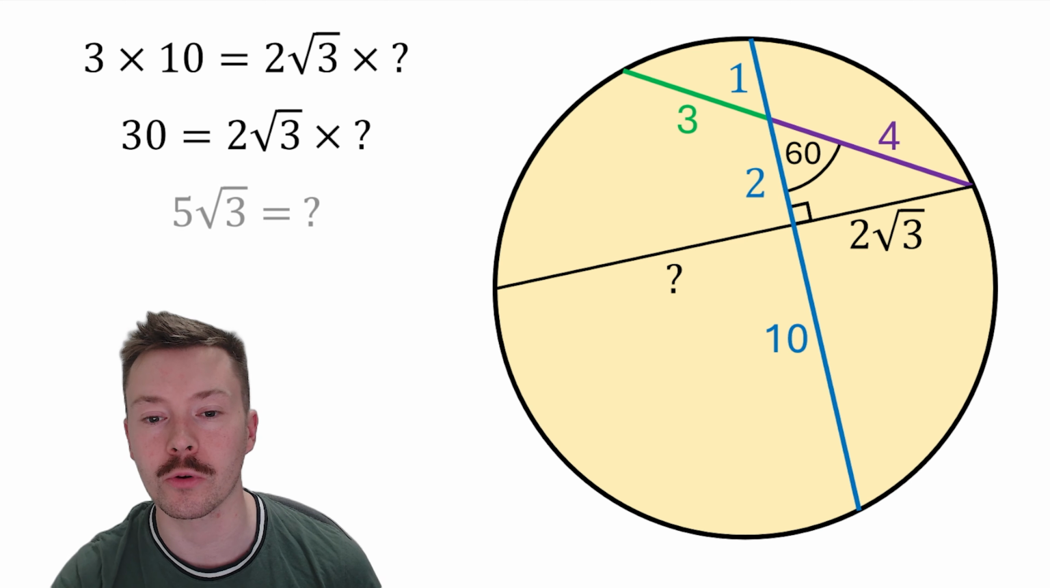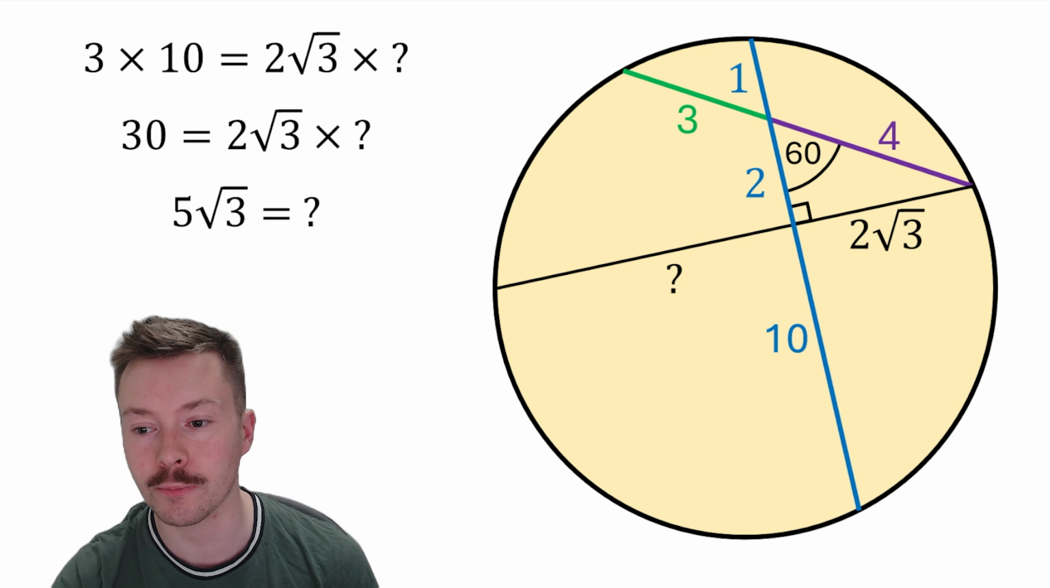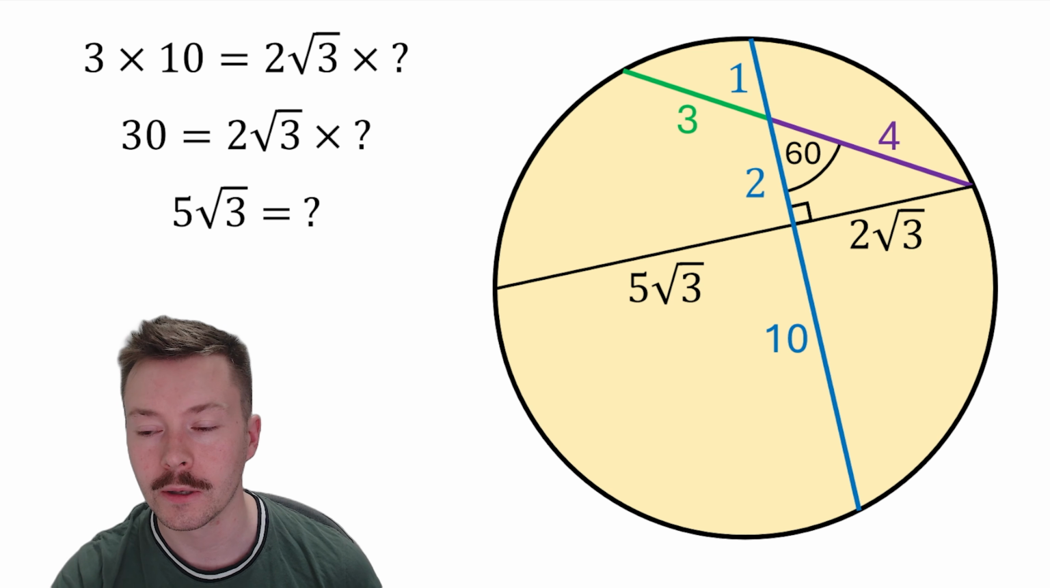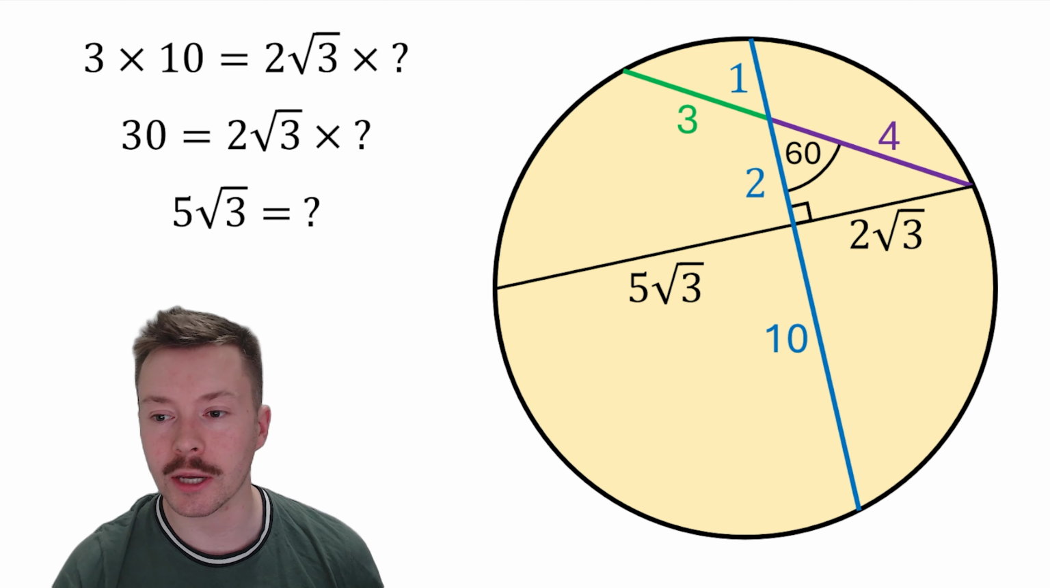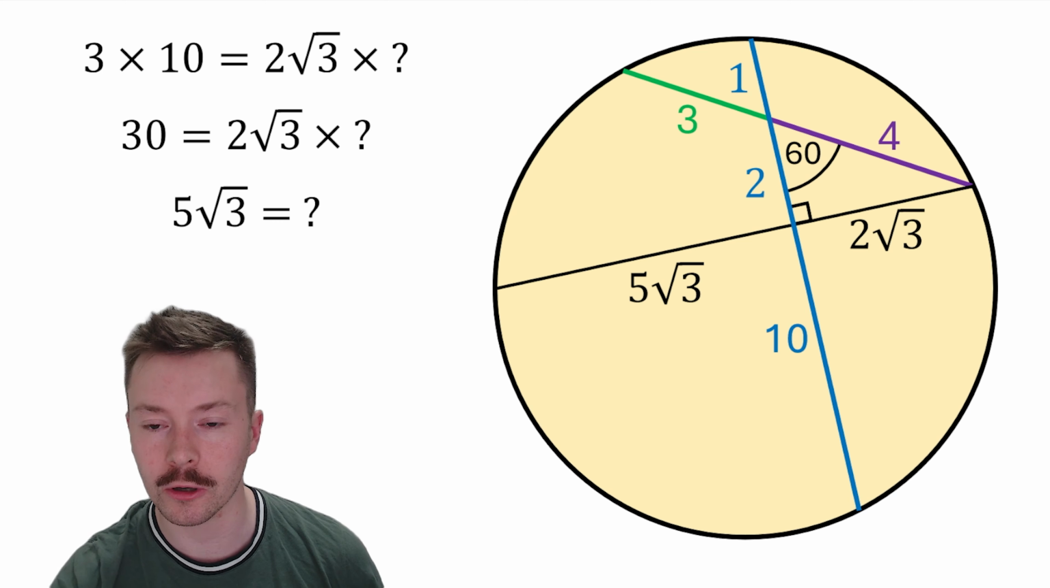Divide both sides by 2 root 3 and we get 5 root 3 is equal to that missing length. So let's put that on the diagram. Okay, now from there, this is probably the nicest bit of this solution, I think.